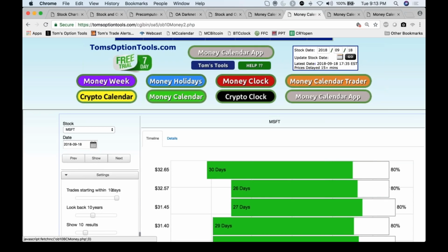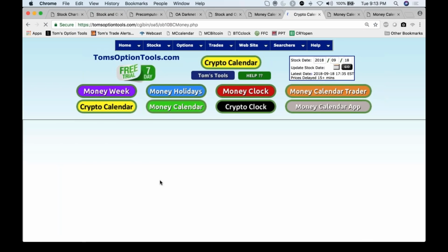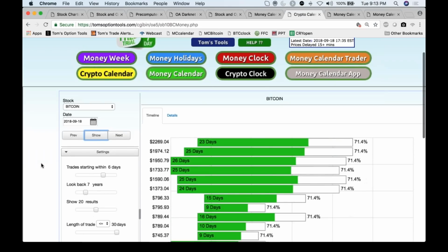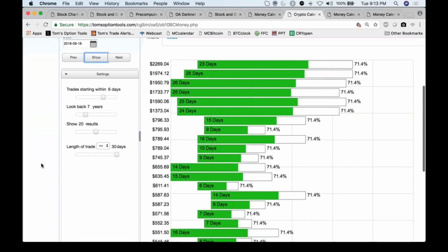We have a crypto calendar, which will look at Bitcoin, and we can look at Bitcoin very much the same way. If I pop over and look at the Bitcoin calendar, click on show right away. Right now, Bitcoin is showing that soon, between now and looks like over the next week, we're seeing chances of patterns to show Bitcoin moving much higher over the month, the rest of September and into October.